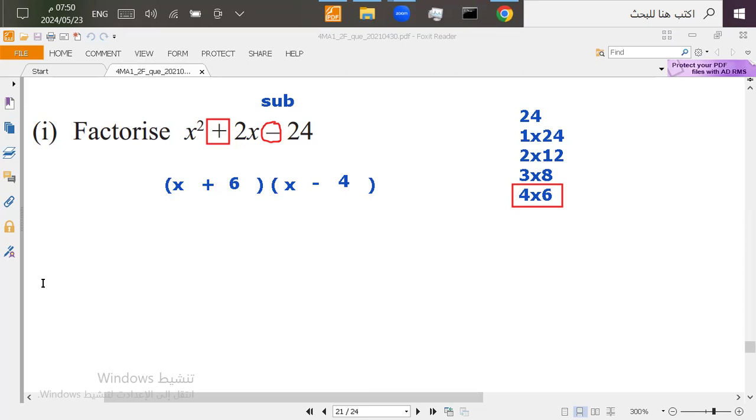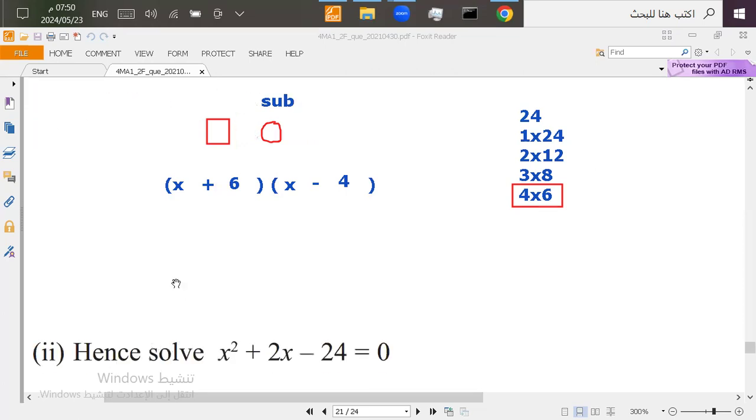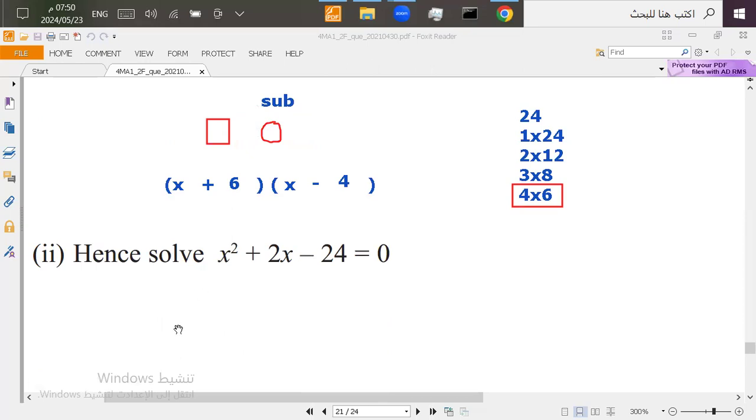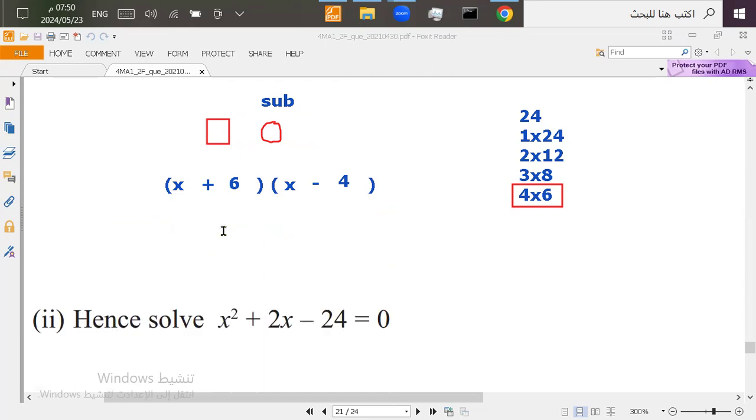Now let's move on to the next question. The next question, because you already factorized this, you need to solve it. So equals 0, it means you have to solve it. Now solving, you have two methods. One of the methods can be very fast, which is just putting the opposite of this one. Or you can take the whole bracket and make it equal 0 and then find the value of x.